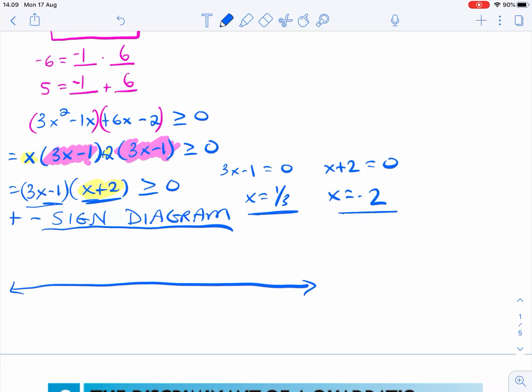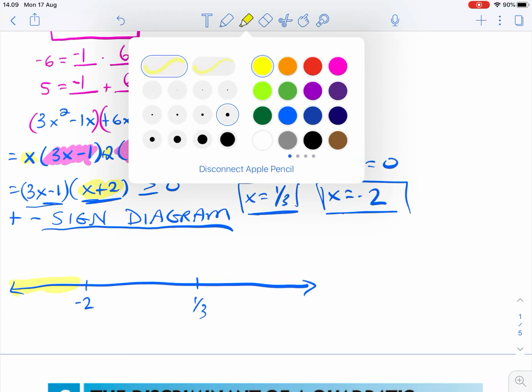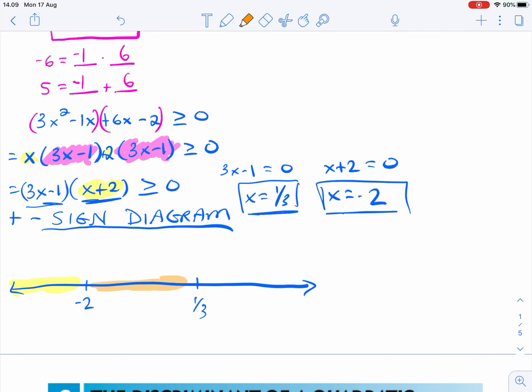What I'm going to do is use these zeros, or these roots, sorry, of the equation, not the inequality, the equation. So I'll put negative 2 here. That means 0 will be about here, and, well, we don't need 0. That means 1/3 is going to be right there. Now what we want to do is plug in any value to the left of negative 2, any value in between negative 2 and 1/3, and then any value to the right of 1/3.